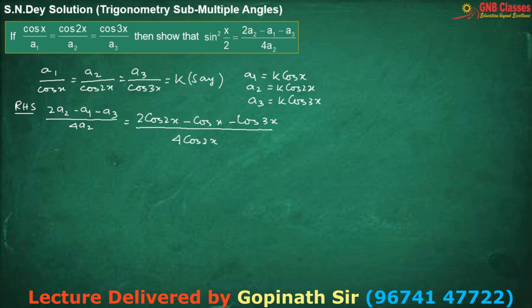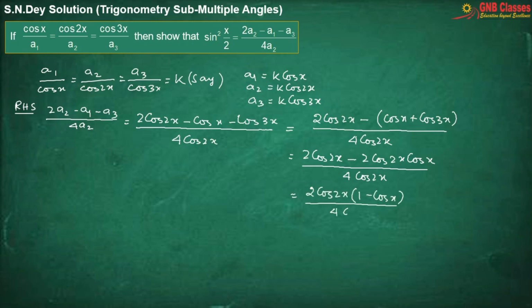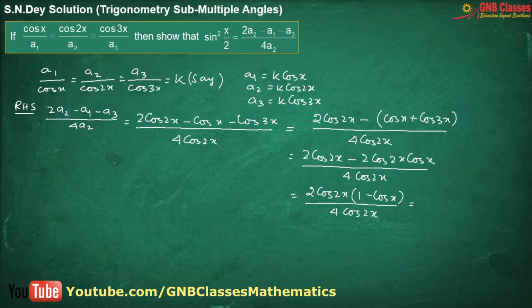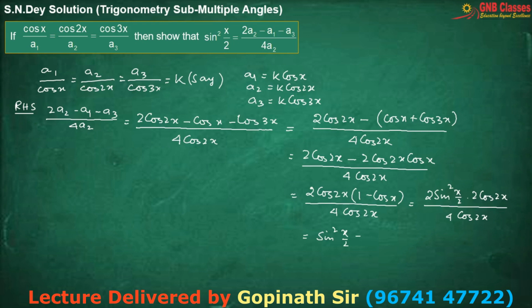K will get cancelled from numerator and denominator. Now applying the cos C plus cos D formula, we take 2 cos 2x common from the numerator. 1 minus cos x can be written as 2 sine square x by 2. So we are left with sine square x by 2, which is nothing but your left hand side. Proved. Have you understood this? Okay, now let us move to the next problem.